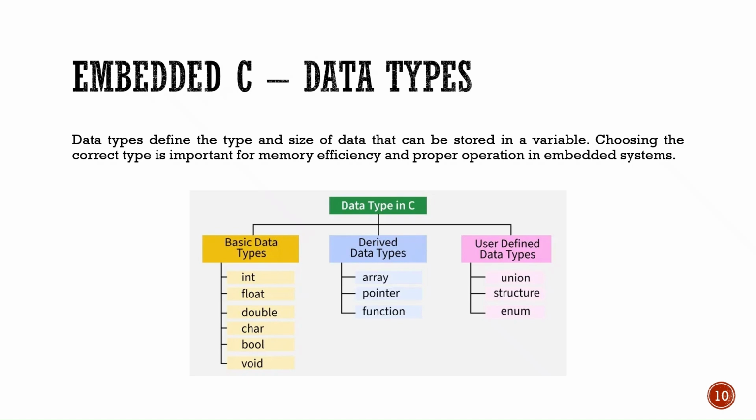Embedded C data types. Data types define the type and size of data that can be stored in a variable. Choosing the correct data type is important for memory efficiency and proper operation in embedded systems. Here is the classification of data types in C. Data types are categorized into three classes: basic data types, derived data types, user defined data types.